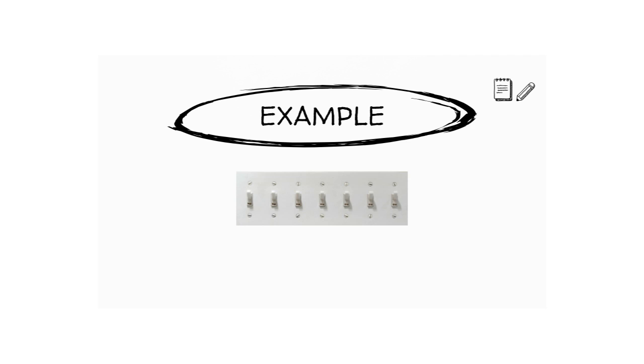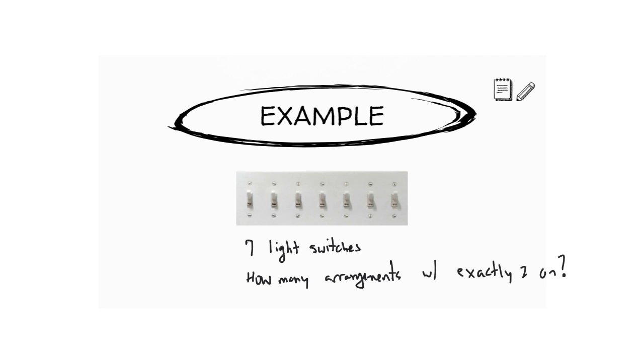For our last example today, I'll ask you this question. Imagine there were 7 light switches on the wall. The question is, in how many different ways could you rearrange those light switches so that exactly 2 were on? So how many arrangements are possible with exactly 2 turned on? Think about that. We'll answer it in a couple different ways in our next video.